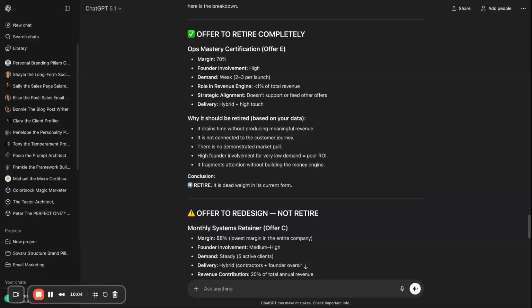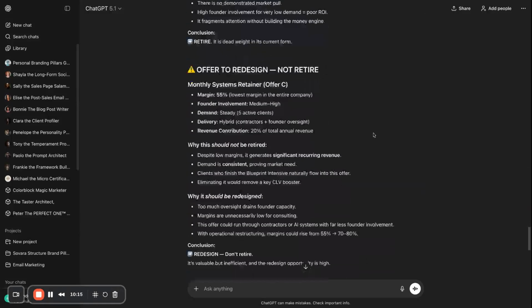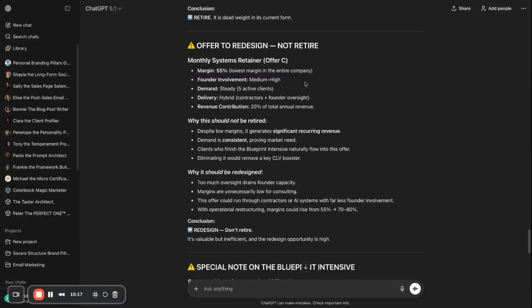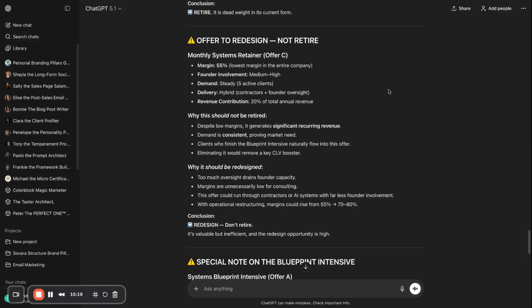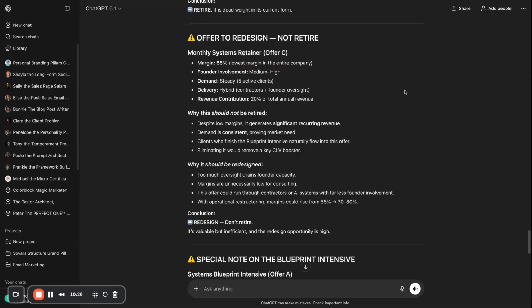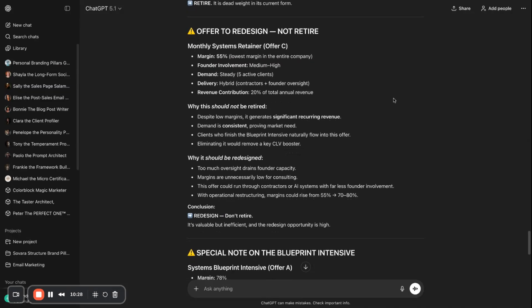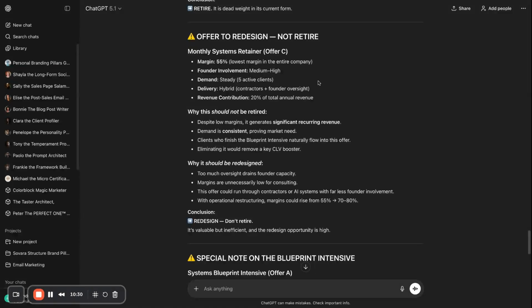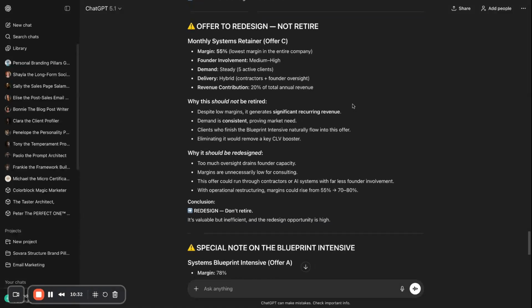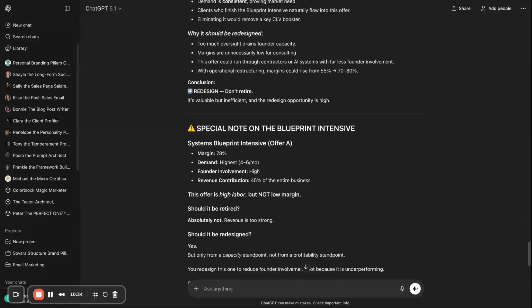So this is a great way to have a very objective, non-emotional look at what it is that you're offering so that you can optimize this part of your business model. Now, it's saying here with the monthly systems retainer, we can redesign this, but don't retire it yet, right? And so it's telling us why. It's the lowest margin in the company, but evidently it's scalable on some level, right? It's able to be redesigned. So it's saying, hey, redesign this, don't retire it.